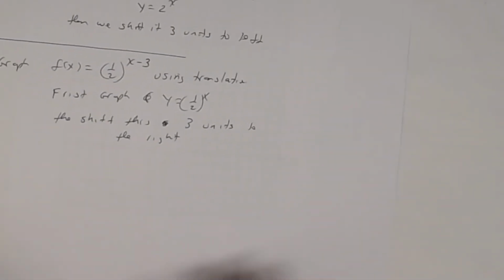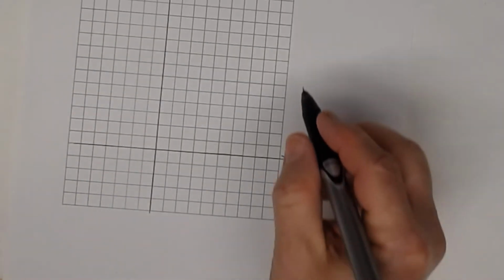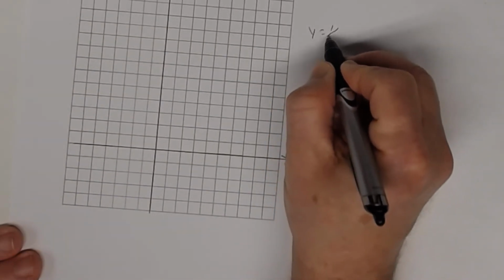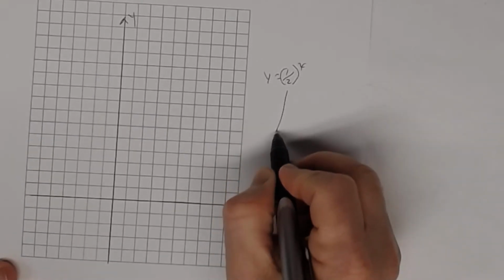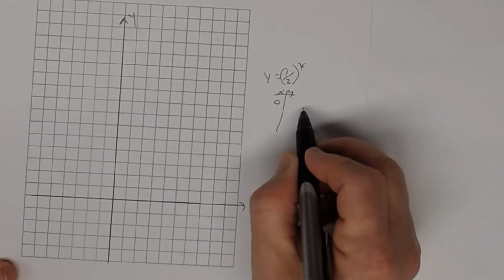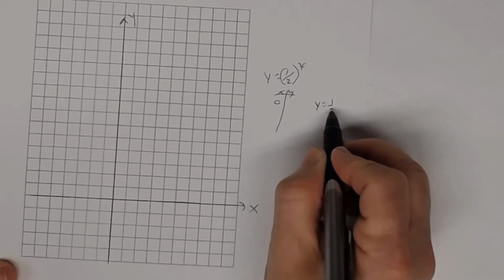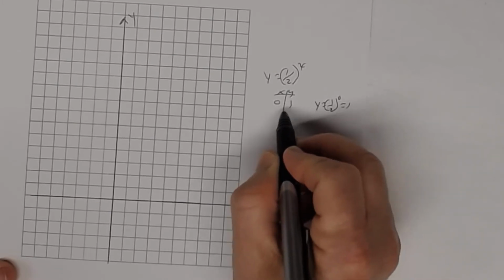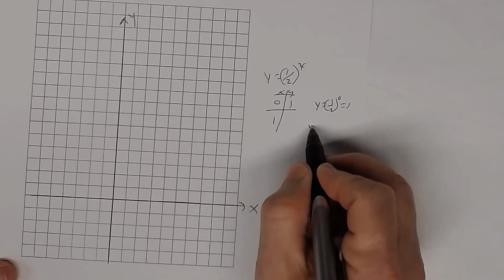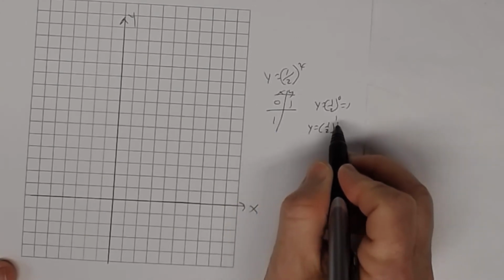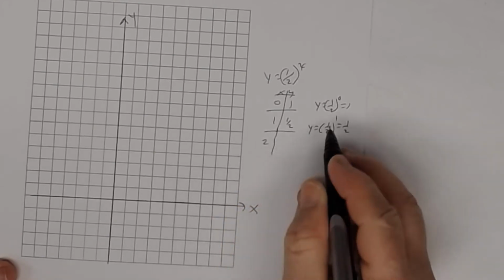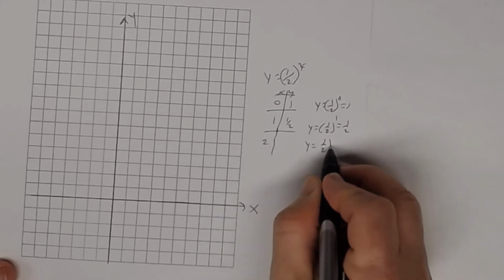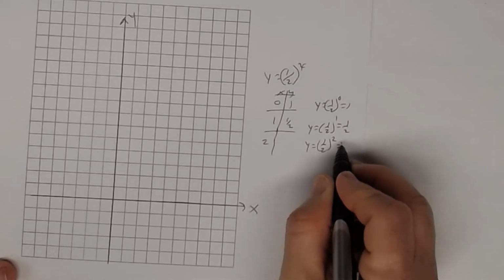All right, so let's go and do that. So let's graph the parent function, which is 1/2 to the x. All right, so y equals 1/2 to the x. All right, t-table. If x is 0, y equals 1/2 to the 0, which is 1. If x is 1, y equals 1/2 to the first, which is 1/2. If x is 2, I get y equals 1/2 squared, which is 1/4, right?